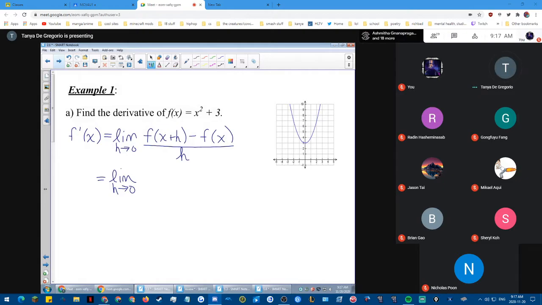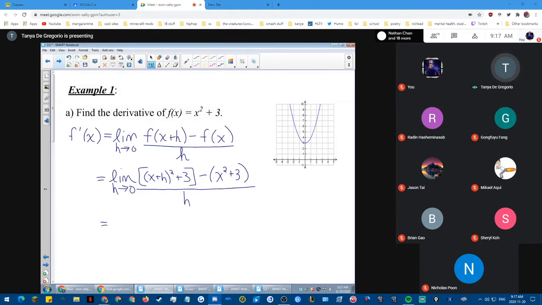So now, my function is x squared plus 3. Here, I don't want function notation now. I want to actually sub in. So I sub in x plus h. Normally, you would have subbed in a number plus h. And there's my y value. It's y2 minus y1. And we know it's just over h because the difference between the two is always h.